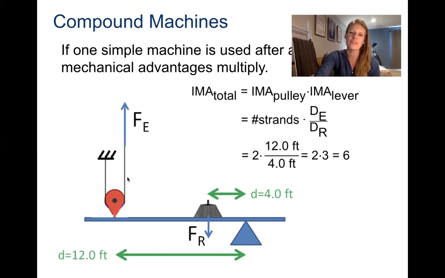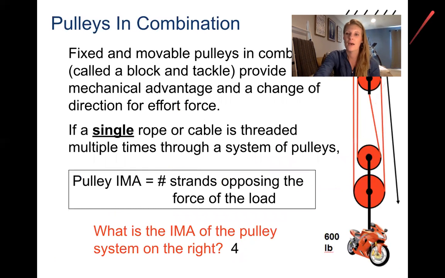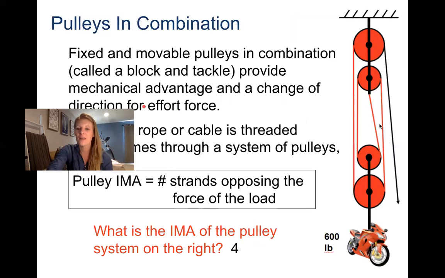The reason you see these crazy pulley systems, like we saw in this one right here that had an IMA of 4, is because they've done all of this work so that I only have to put in 4 times less effort to lift up that motorcycle.